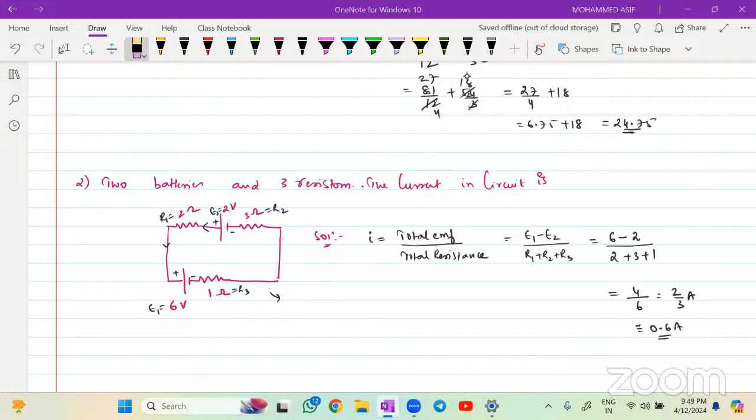If you take out E2 from these two EMFs and convert to one EMF, keep only E1, isn't it? In place of E1, 6, what will you keep? E1 minus E2, that is 6 minus 2, keep 4, divide. So there is no division of current in this one, so all the resistors are in series combination. Am I clear? Sure. Very good.